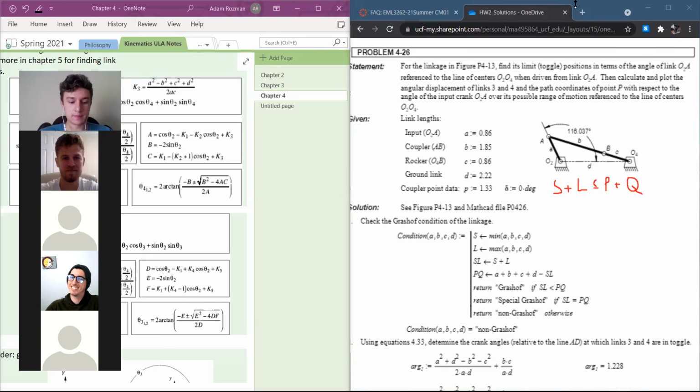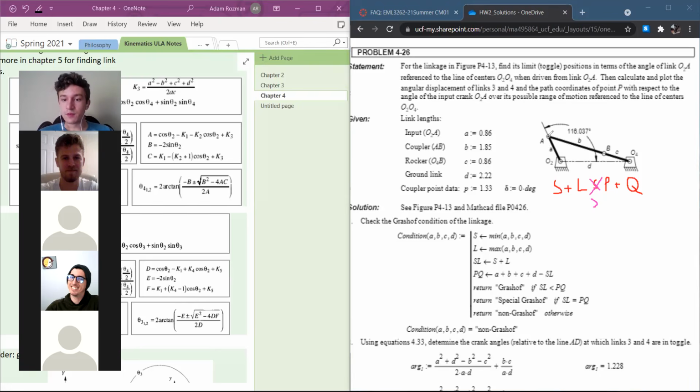Then the others are the same thing. So the short plus the longest are not less than or equal to, it's greater than. That means it's non-Grashof. If you remember our toggle position question, that means this is actually a good thing. We can just solve it as a triangle.